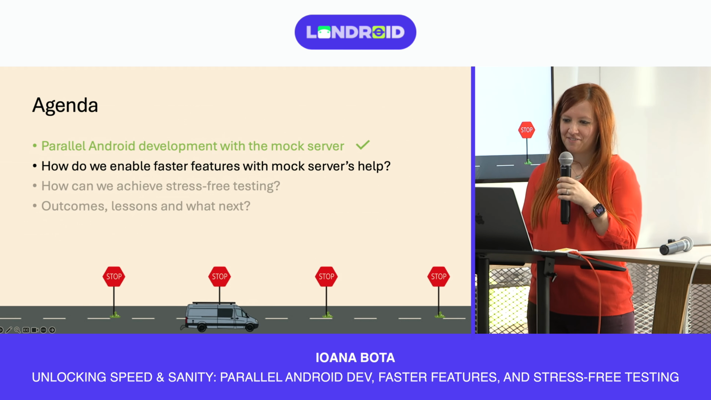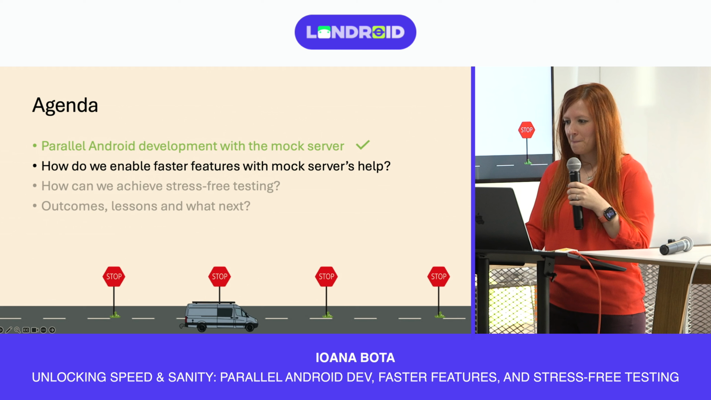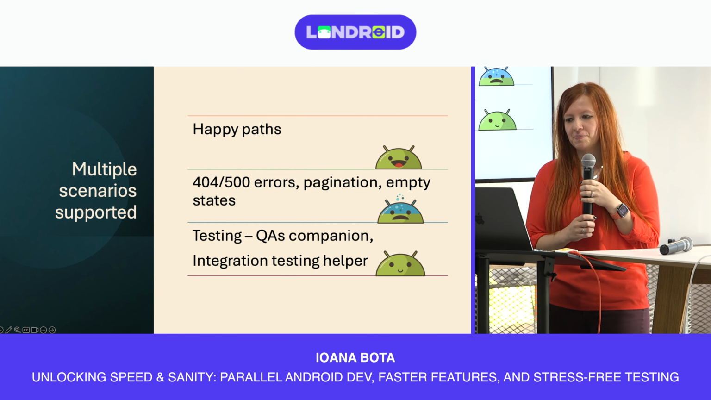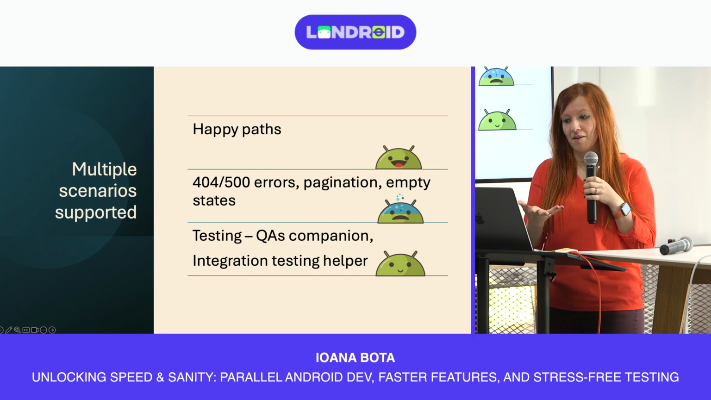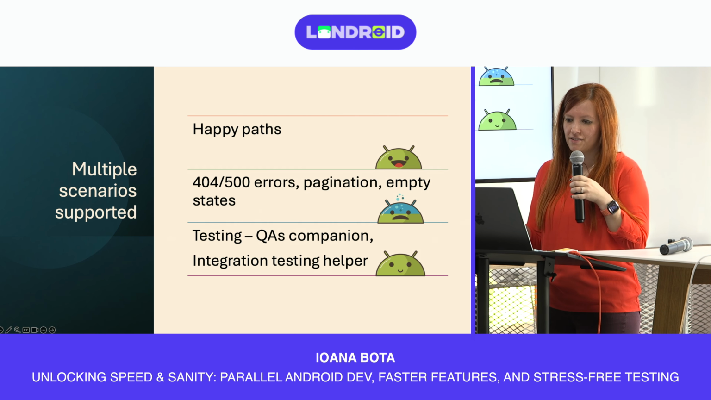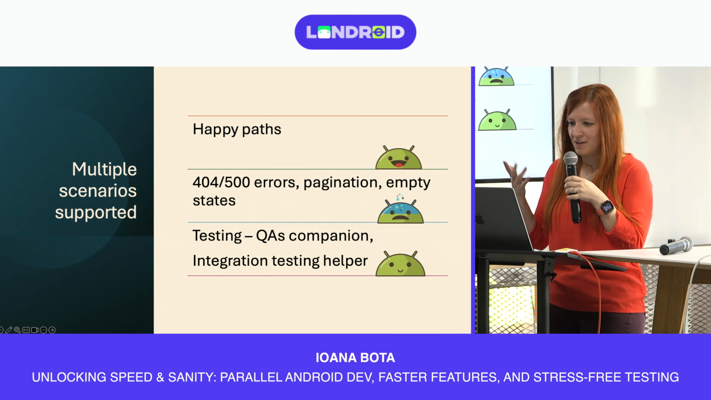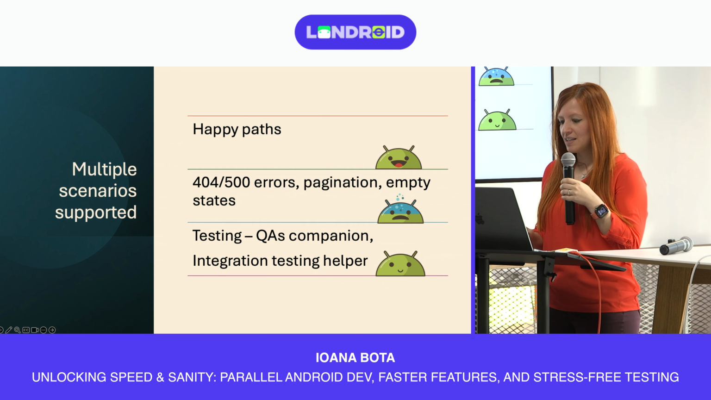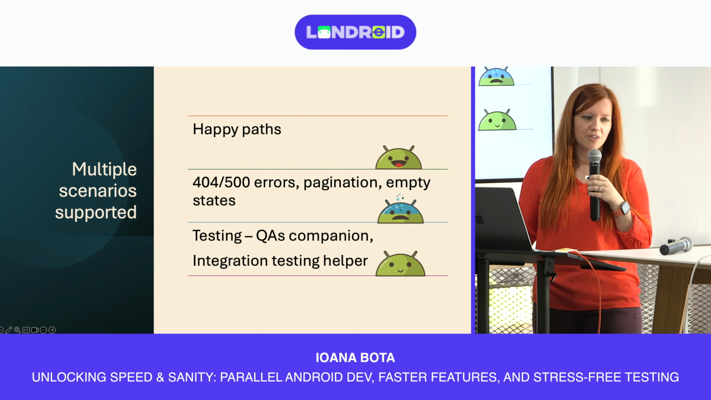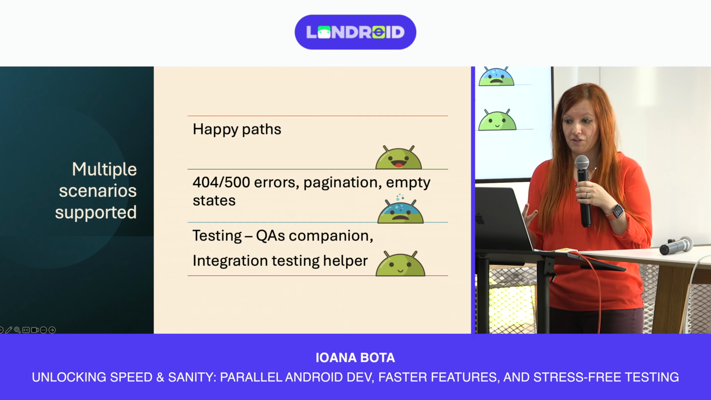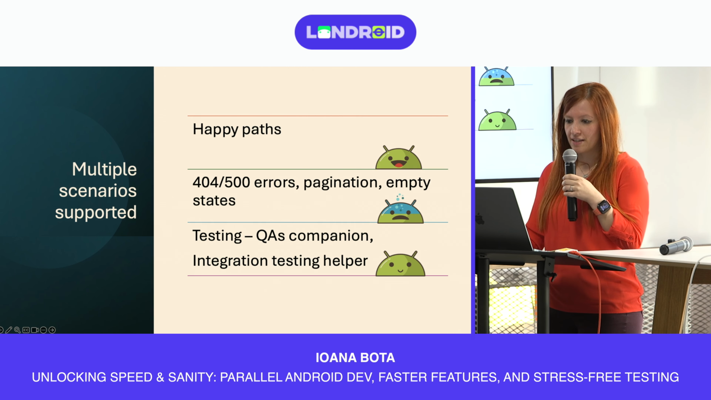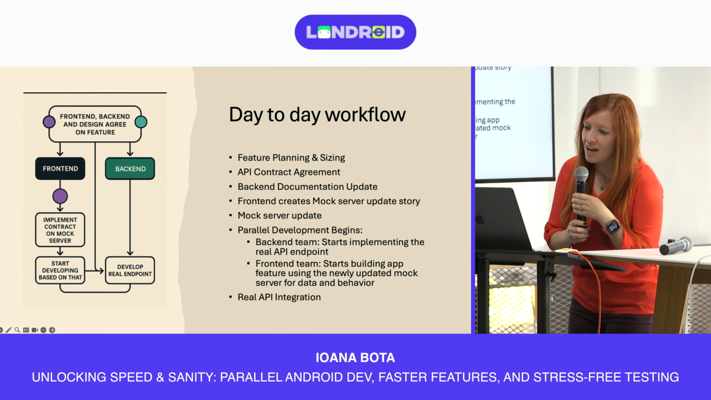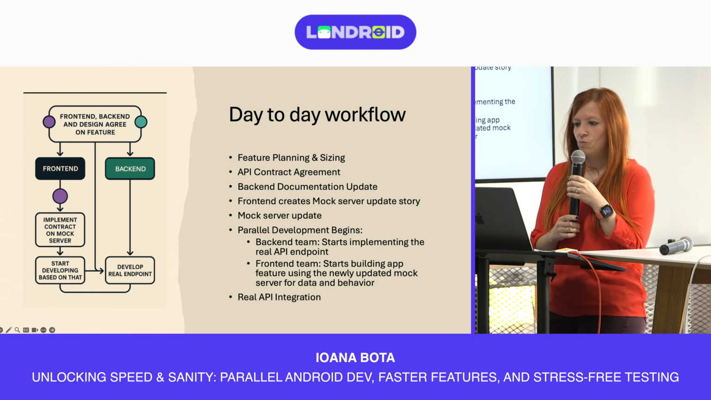How do we enable faster features with the mock server's help? So, as I said before, we have multiple scenarios that we support. We support happy paths, we support unhappy paths, like different kinds of errors or pagination. That's not a happy path, but pagination, empty states, and of course testing. So it is the QA's companion. QAs can use it very easily to test different scenarios very quickly, and also as an integration testing helper, as we will see later.